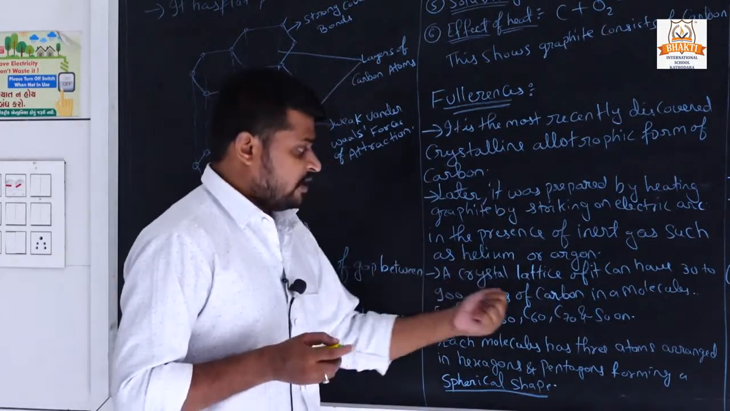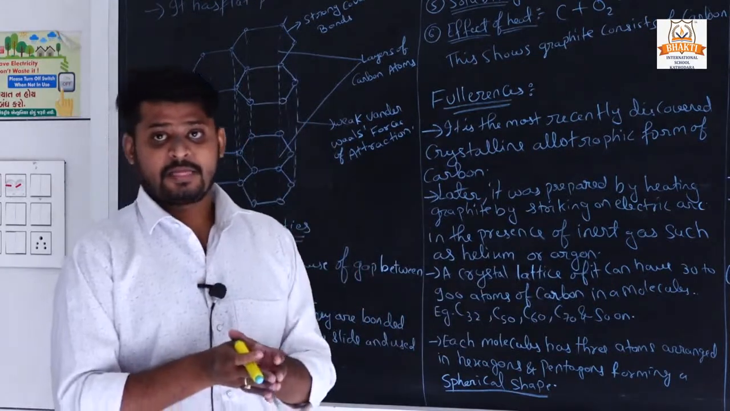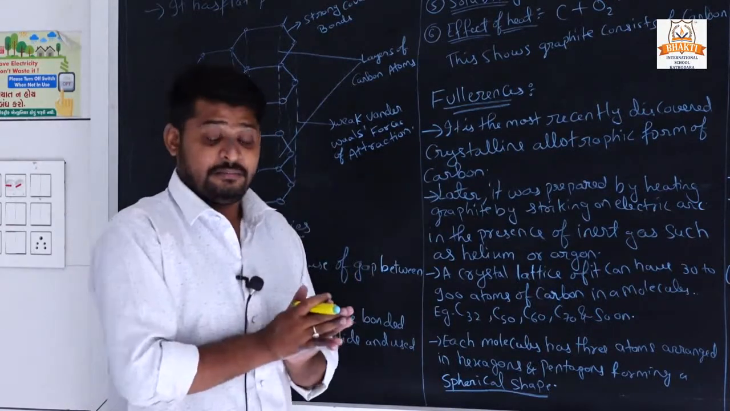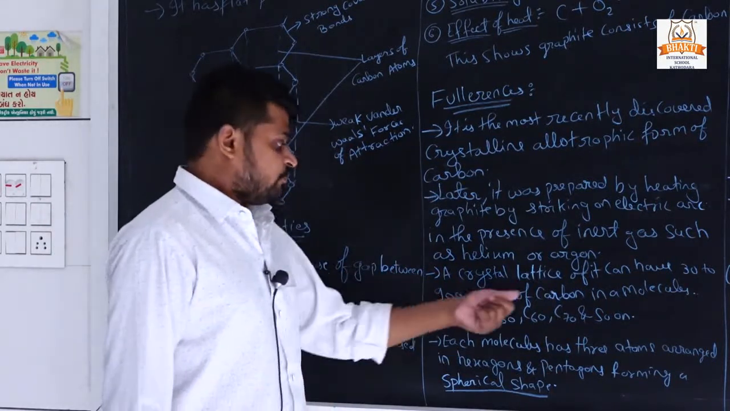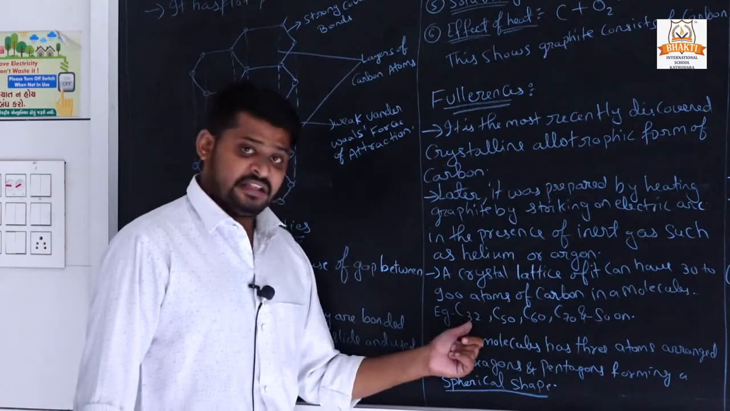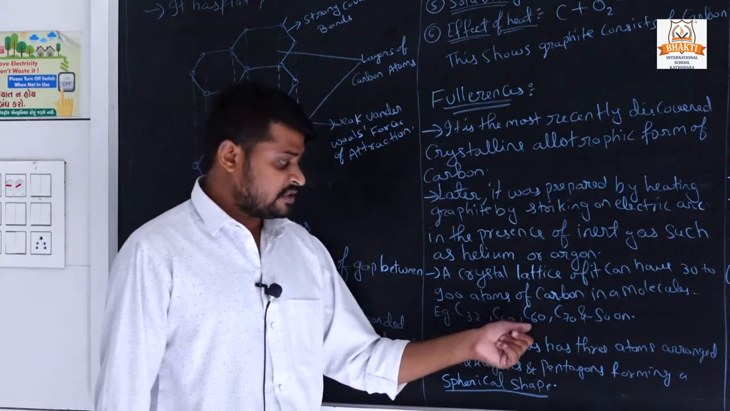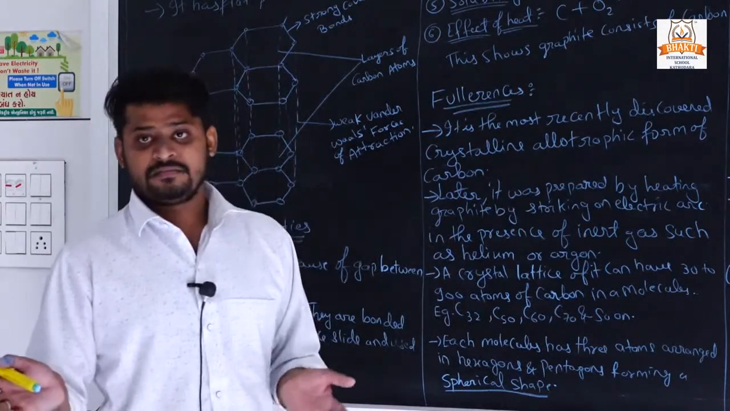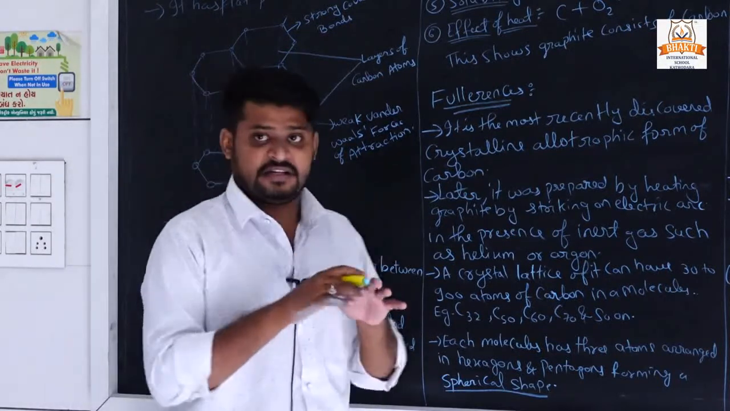The number of carbons present in fullerenes is between 30 to 900 atoms. So many types of fullerenes are available in nature. Some examples are given here. C32 means in this fullerene there are 32 carbon atoms present. C50 means 50 carbon atoms are present. C60 means 60 carbon atoms are present. C70 and so on up to 900, meaning 30 to 900 carbon atoms can be present in a fullerene.